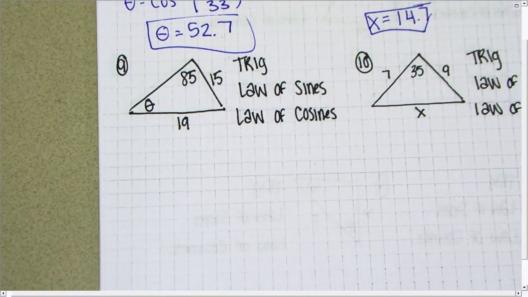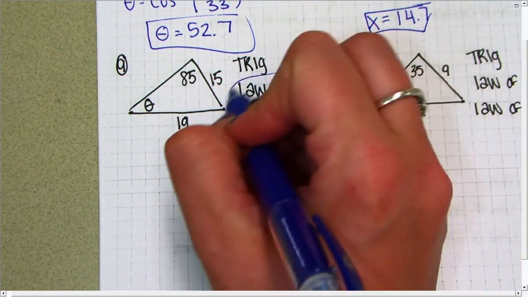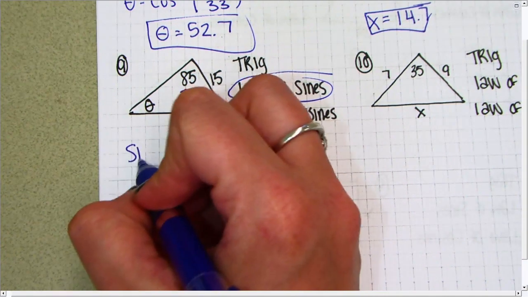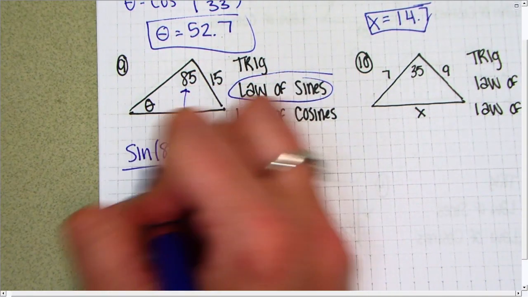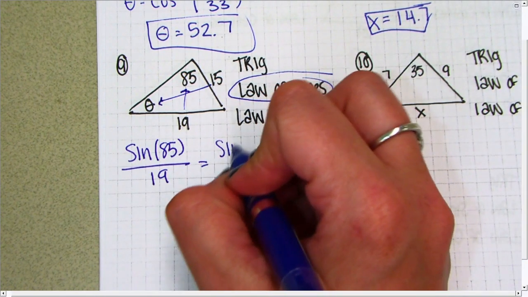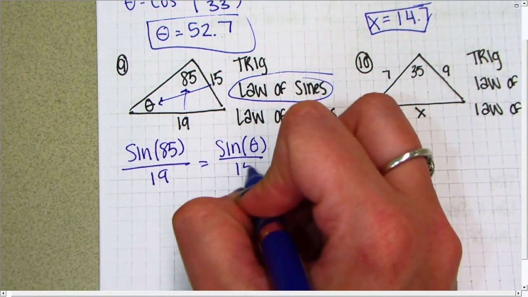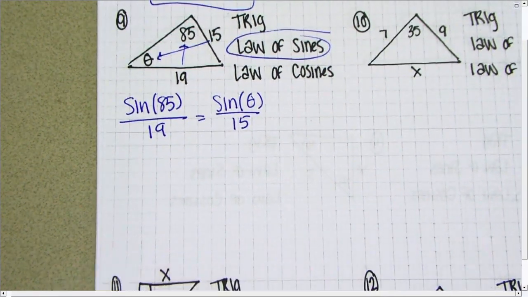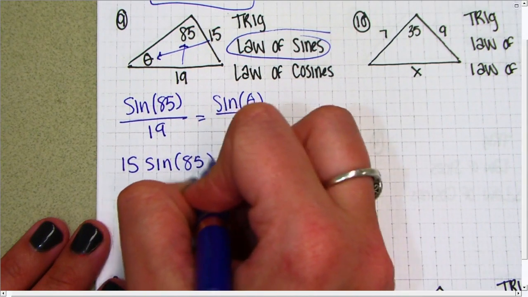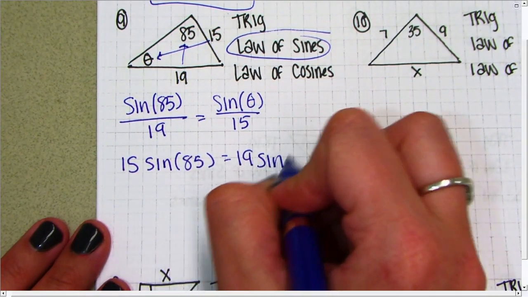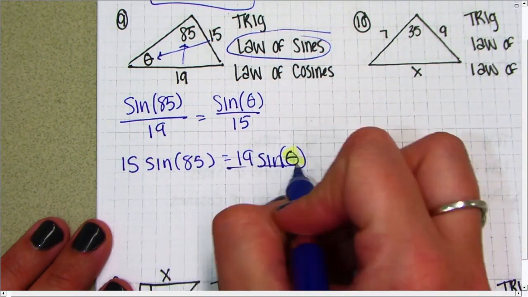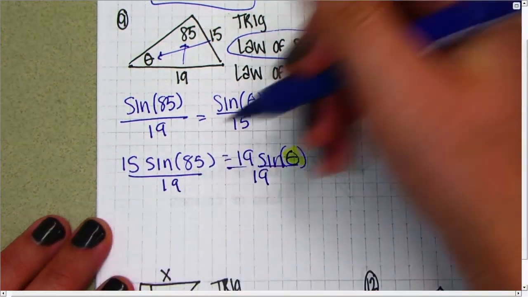Number 9, I see 2 angles and 2 sides, which means that is a law of sines. Across the 19 is the angle of 85, so this is sine of 85 over 19. The angle across 15 is theta, so sine of theta equals 15. Cross multiplying here, I'm going to have 15 sine of 85 equals 19 sine of theta. Remember, our goal is to isolate theta, which means I need to divide both sides by 19.